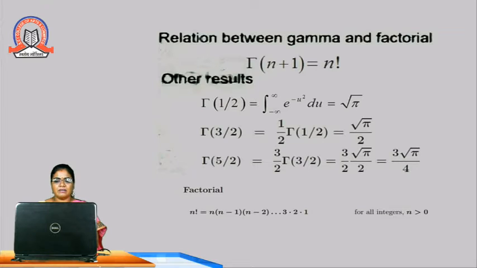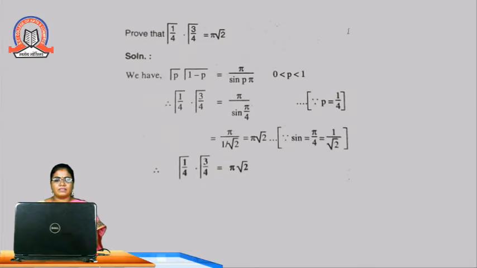Other results are gamma 1 by 2 is root pi, gamma 3 by 2 is root pi by 2, gamma 5 by 2 is 3 root pi by 4. Factorial value is n factorial equals n into (n minus 1), (n minus 2), etc., till 1. Using this property we are going to solve gamma 1 by 4 times gamma 3 by 4 equals pi root 2, using the formula gamma p gamma (1 minus p) equals pi by sin p pi. Substituting the value we get the answer pi root 2, as sin pi by 4 is 1 by root 2.